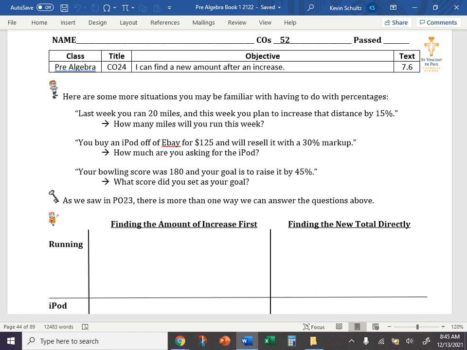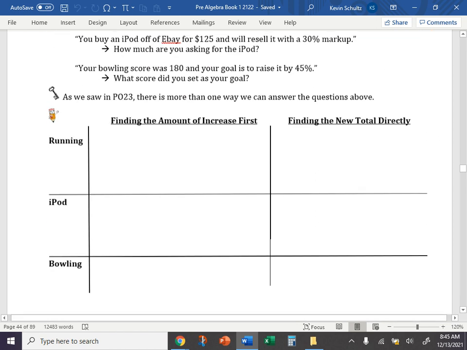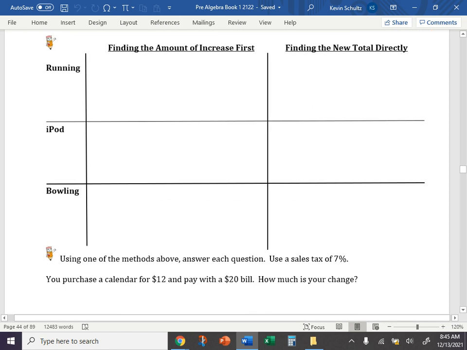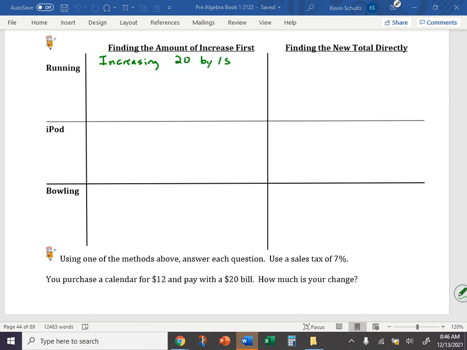Okay, so we're starting with an original amount. We're increasing it by a percentage. And our interest today is to find what that new amount is going to be. There are two methods that we can use for this. We're talking about multiple ways. One way to do it is by finding the amount of increase first. If we are increasing, this is the situation here. We're increasing 20 by 15%.